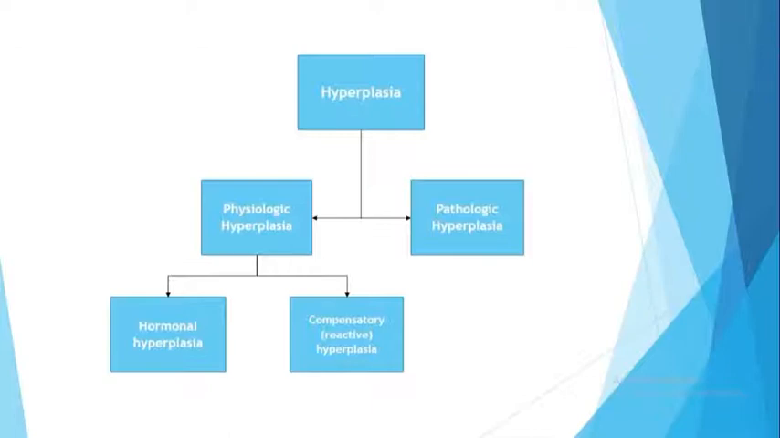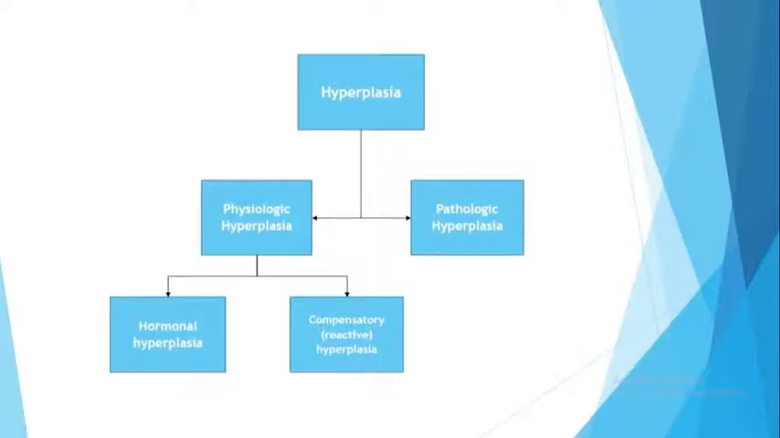So hyperplasia is divided into physiologic hyperplasia and pathologic hyperplasia. As we said earlier, these adaptations can either be physiologic or they can be pathologic. So we're going to discuss physiologic hyperplasia first, and it's further subdivided into hormonal hyperplasia and compensatory or reactive hyperplasia. Hormonal hyperplasia is exemplified by the proliferation of the female breast at puberty and during pregnancy. And compensatory hyperplasia or reactive hyperplasia is the type of hyperplasia in which residual tissue grows after removal or loss of part of an organ.